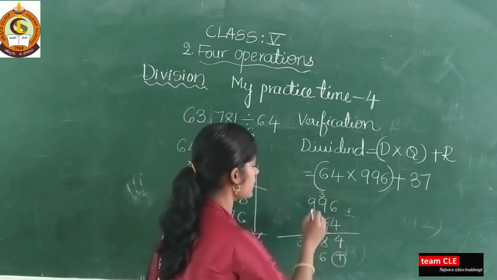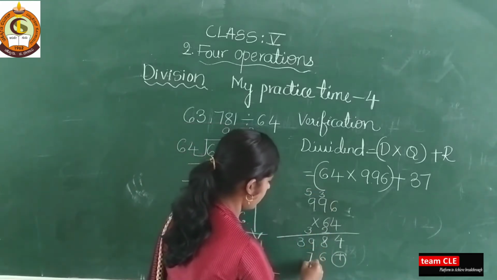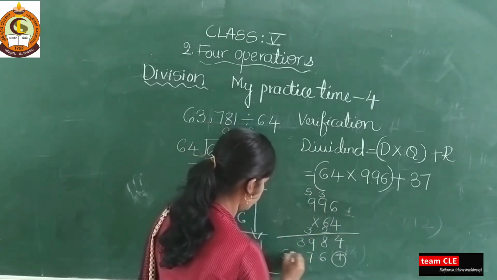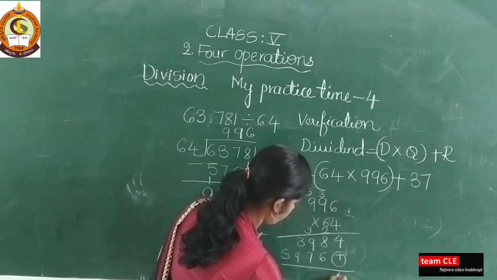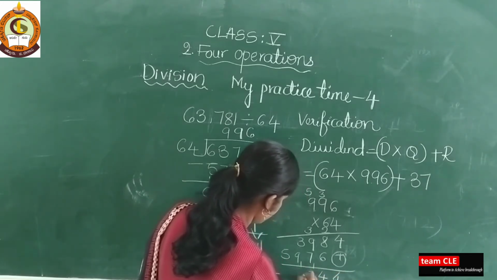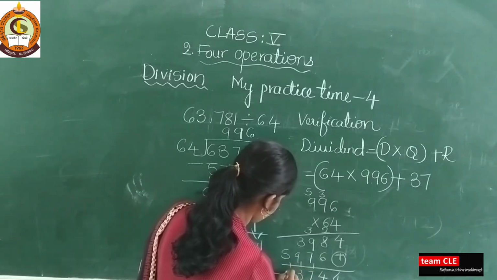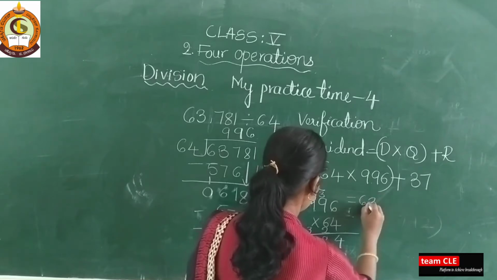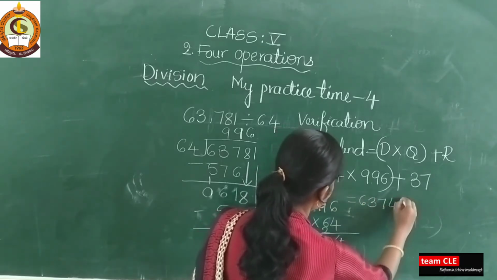54 plus 3 is 57. Next, 6 9s are 54. 54 plus 5 is 59. So 8 plus 6 is 14, 17, 13, and this 5 plus 1 is 6. So here you need to write 6, 3, 7, 4, 4.